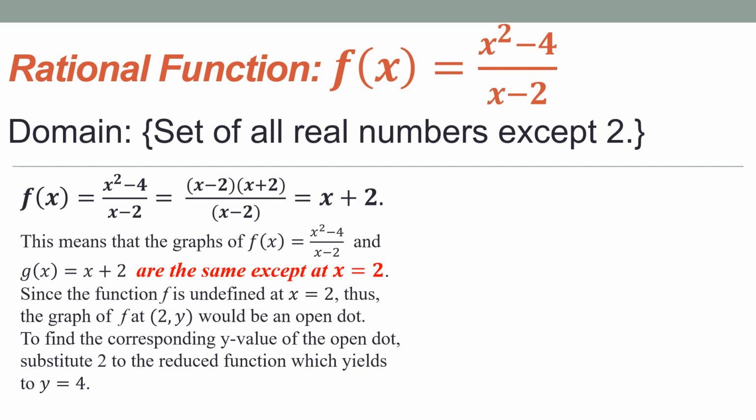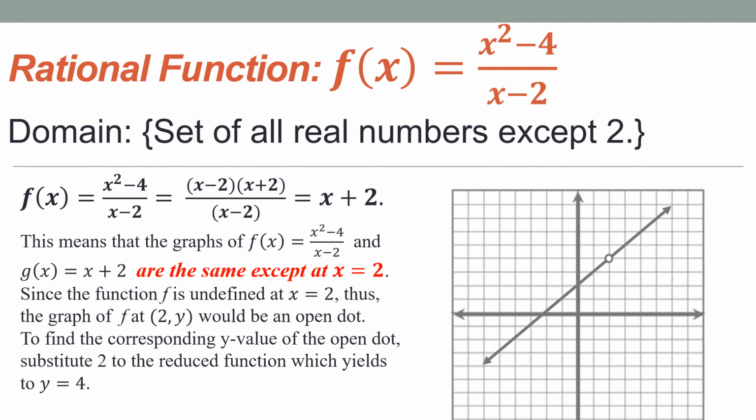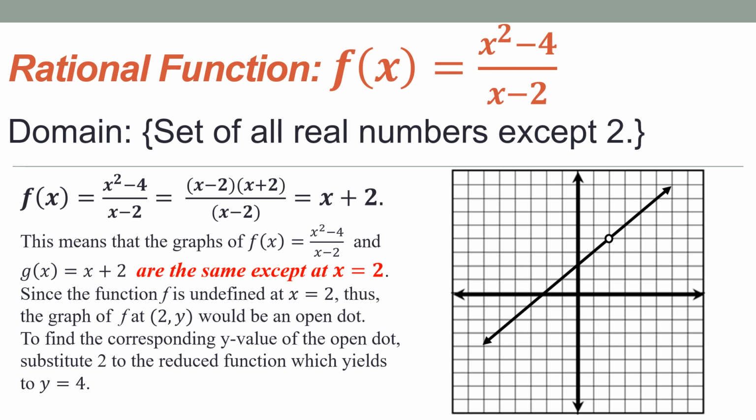Okay? This means that the graph of our f of x, which is equal to x squared minus 4 over x minus 2, and if g of x is equal to x plus 2, and the reduced form of f of x is also x plus 2, the graphs are the same. This means that the graphs of f of x and g of x are the same except at x equal to 2. Since the function f is undefined at x equal to 2, the graph of f at 2 would be an open dot. So here is an open dot.